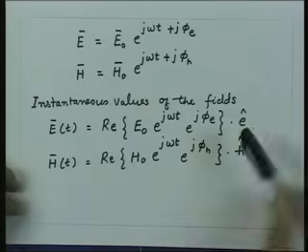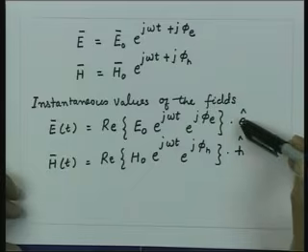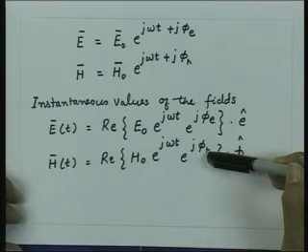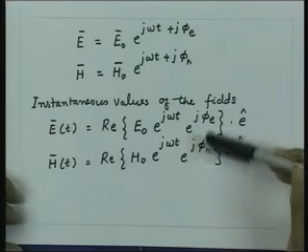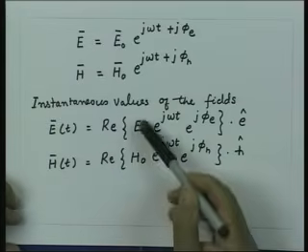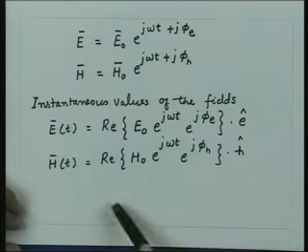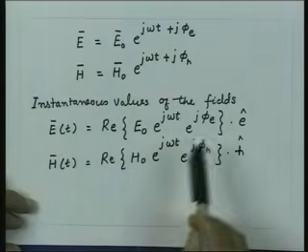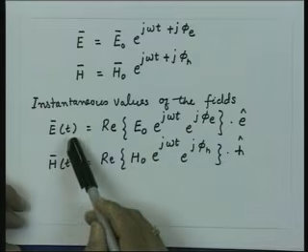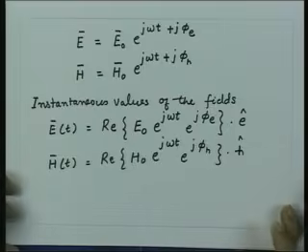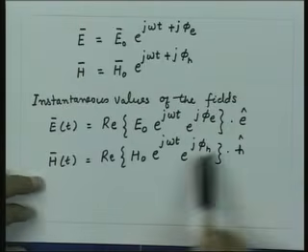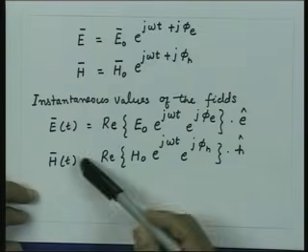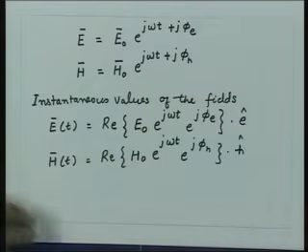So E cap and H cap give me the unit vectors in the direction of the electric and magnetic fields, and phi E and phi H give the phase of the electric field and the magnetic field respectively, and E 0 and H 0 are the peak amplitudes associated with this. If I take the real part of this quantity, that gives me the instantaneous value of the electric field and the instantaneous value of the magnetic field. Once I know this, I can find out at that instant of time the Poynting vector, which essentially is taking the E cross H of this.